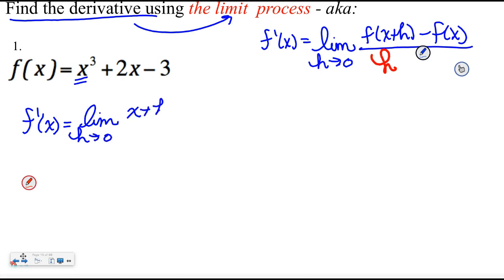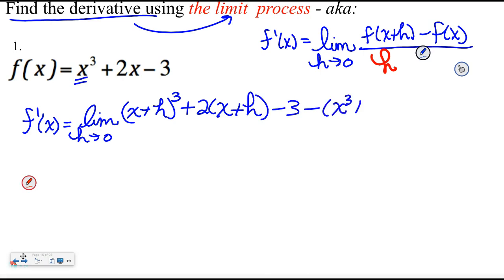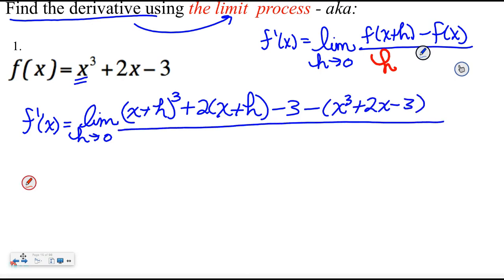So let's put in that x plus h for all the x's. Here's f of x plus h, minus f of x, so minus f of x, all over h. Again, if I do this correctly, all non-h terms should cancel. I need to expand this.